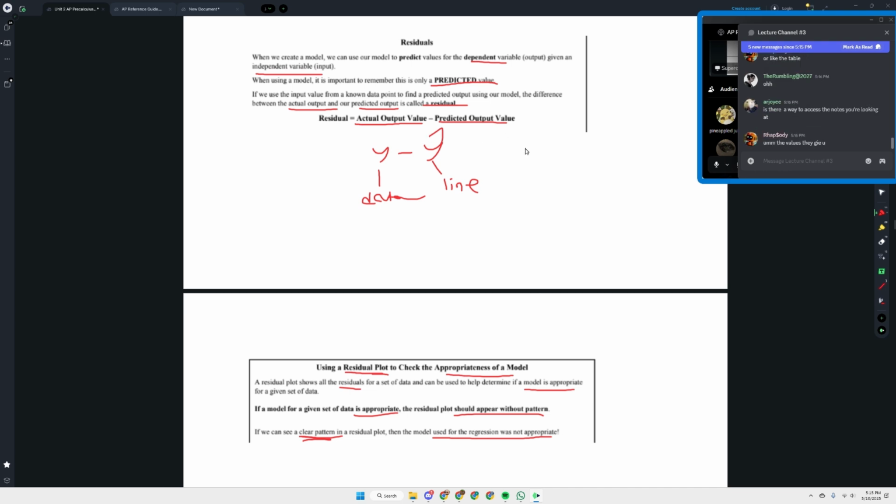Is there any way to access? I posted them all the way at the top of the messages, or it's in the lecture sheet. The values they give you.